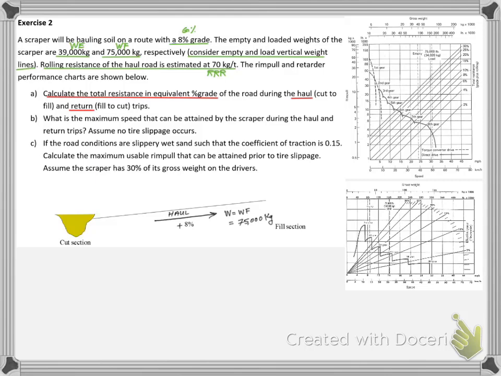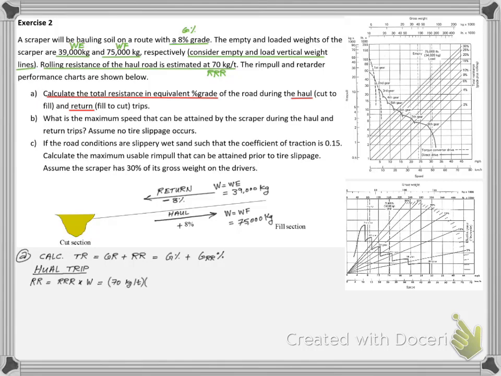For the whole trip, the scraper drives uphill the road with a full load weight. In the return trip, the scraper drives back with empty weight downhill with a negative grade resistance. In part A, we need to add the grade and rolling resistances in percent values to get the total resistance.